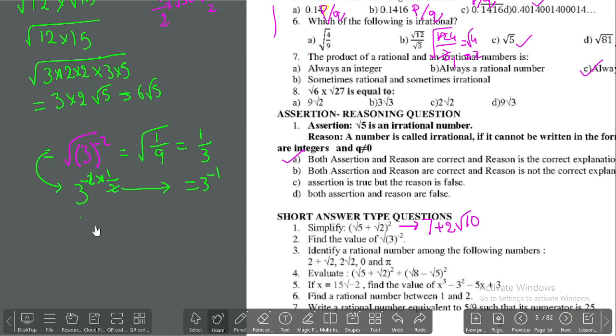Children, tell me. x cube minus 3 x square minus 5x plus 3. I think your print mistake is there, children. What will this question be in the sense? It will be an example.